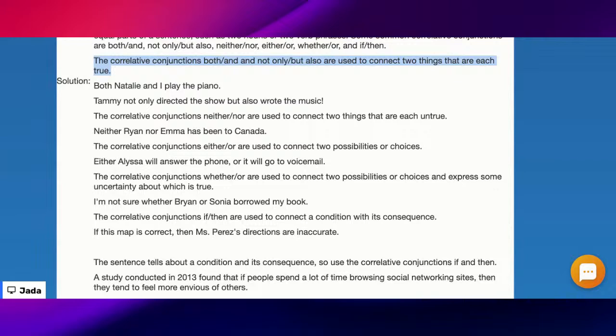Now, the correlative conjunction either or is used to connect two possibilities or choices. So if you have either or, it connects two possibilities or choices. So when neither nor connects two things that are untrue, either or connects two possibilities or choices. It could be a possibility or it could be your choice. That is it for either or.